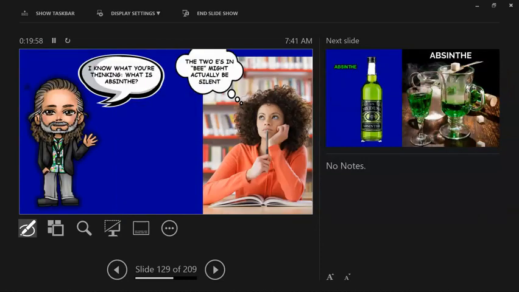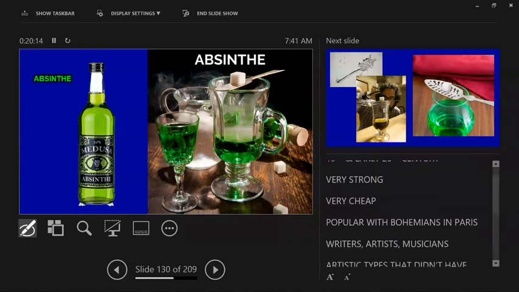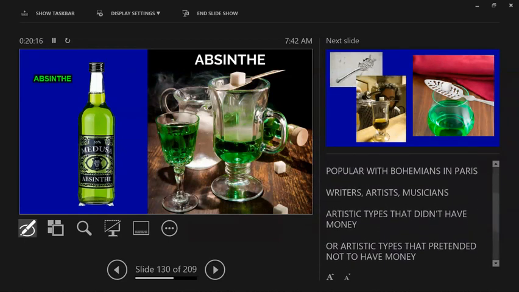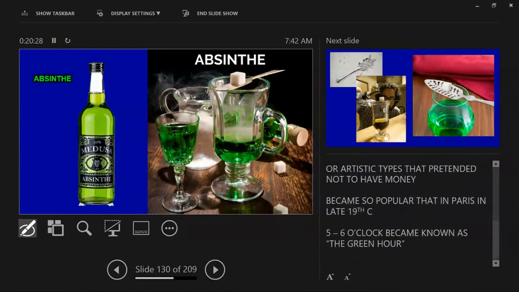So I bet you're wondering, what is absinthe? So this is absinthe. It's a popular alcoholic drink of the late 19th century and early 20th century. It's very strong. It's very cheap. And it was popular with bohemians in Paris. Bohemians are artsy types, like writers, artists, musicians. And bohemians are artistic types that don't have money, or artistic types that pretend not to have money, like Manet.